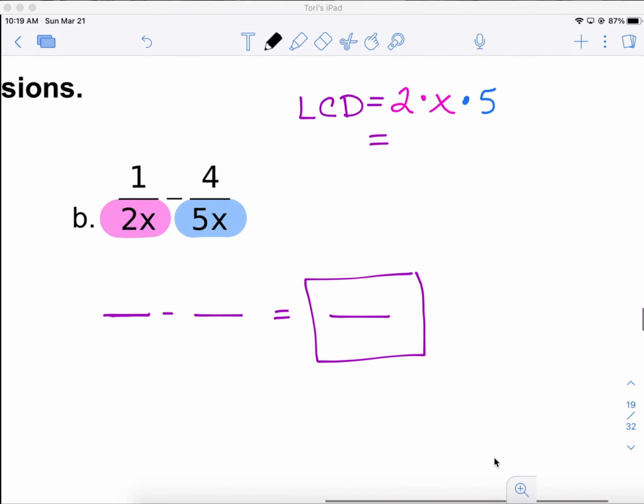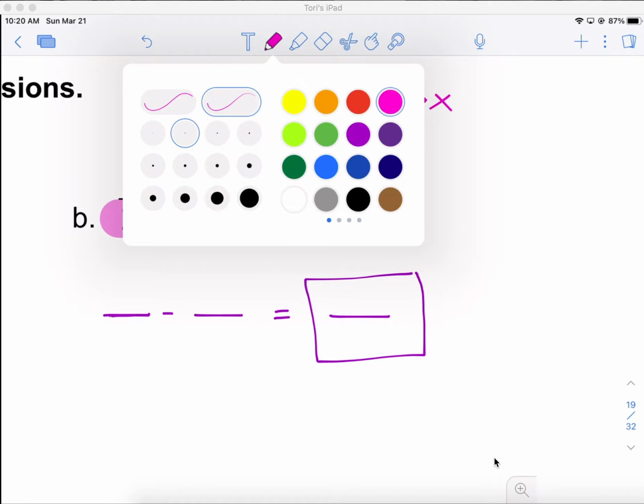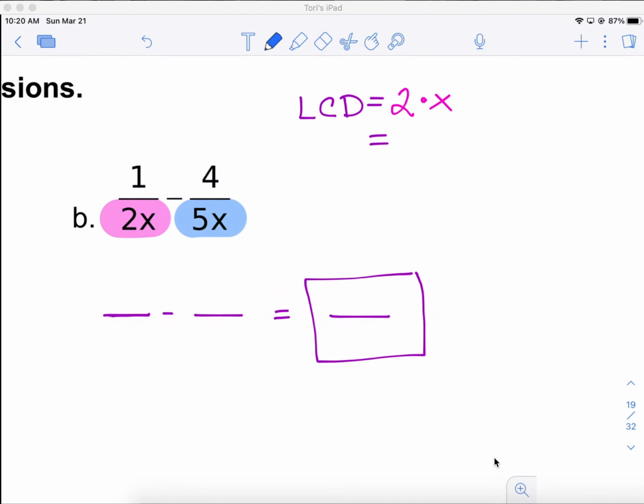Now, when it comes to B, I have two different denominators. We have to make them have the same denominator, the least common denominator. So what I like to do is write out what are all the pieces of the first denominator. So of the pink one, I need a 2 and an x. Then I can say, all right, for the blue, I already have the x that's in there. The only additional piece that I need is the 5. Therefore, my least common denominator, if I put all that together, would make 10x.